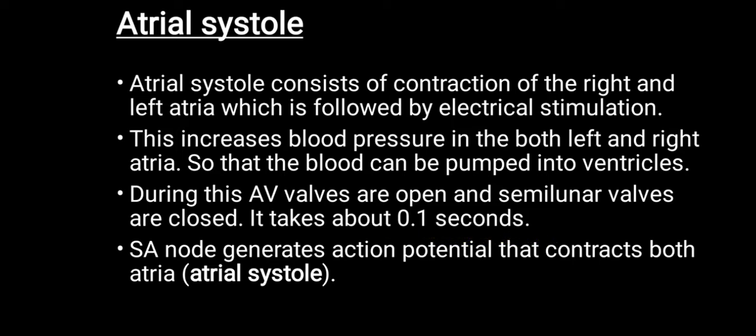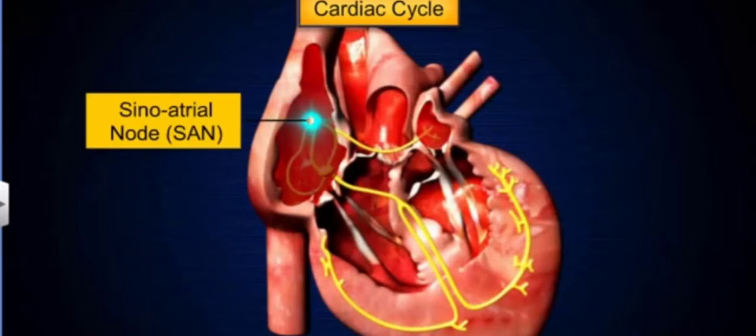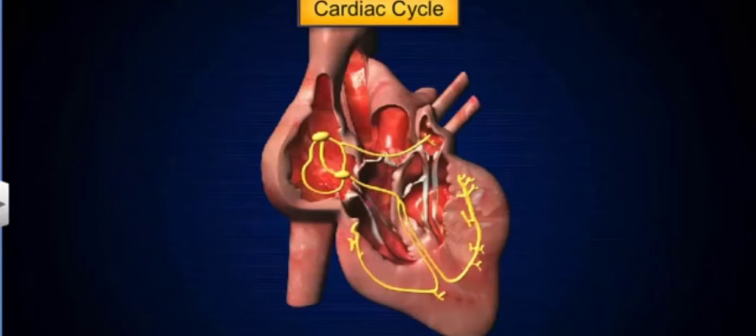So joint diastole is followed by atrial systole, in which the atrial walls contract due to the generation of an action potential at the SA node. The SAN produces an action potential that induces both the atria to contract at the same time, forcing more blood into the ventricles.